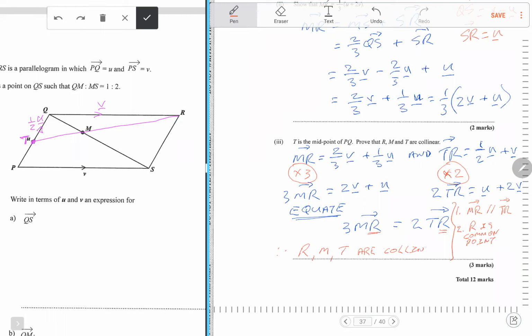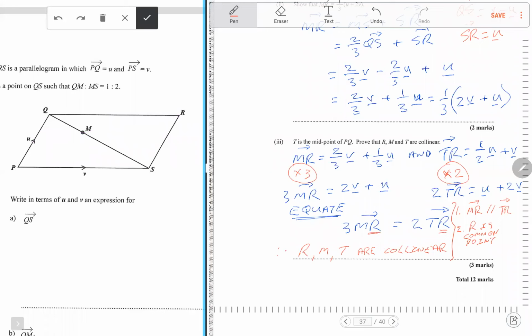That's how you show that they are collinear. You have to show those 2 conditions. You can see it on the diagram over here that they are collinear. All right. So basically, that's that question. That finishes question 11.